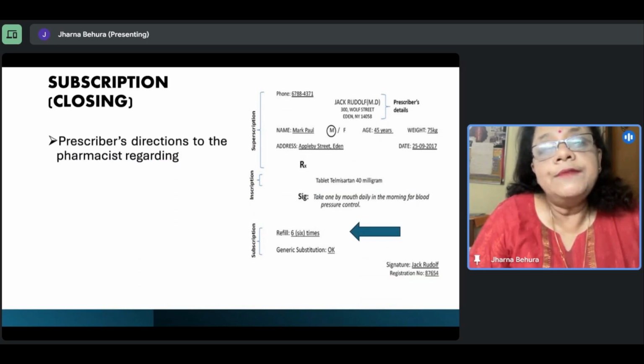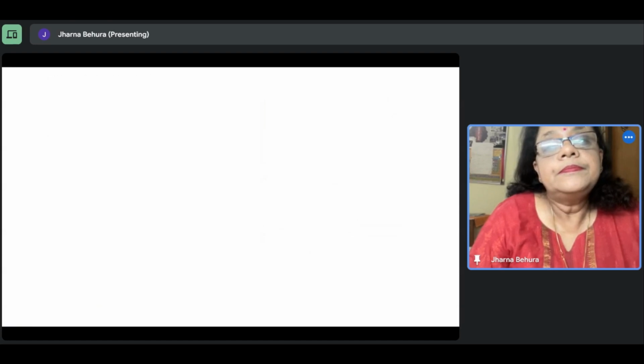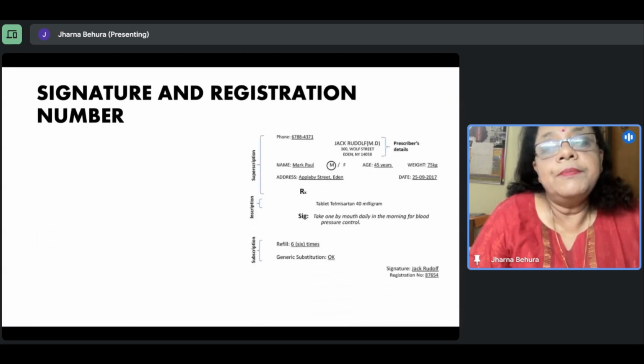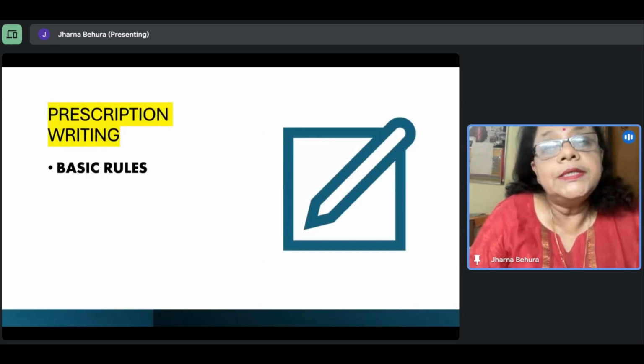It is actually the prescriber's directions to the pharmacist regarding the dosage form and number of doses to be dispensed. It also talks about refills, how many times it can be refilled. Like over here, you can see telmisartan has been advised, and there it is written 6 times. Signature and registration number is mandatory. The prescriber's signature and registration number should be there below the prescription. If the registration number is not written initially in the prescriber's details, it has to be written below.